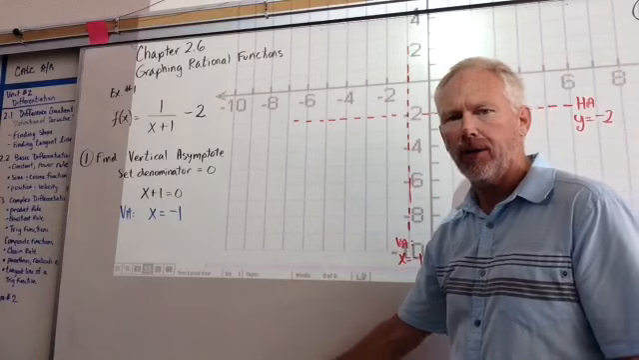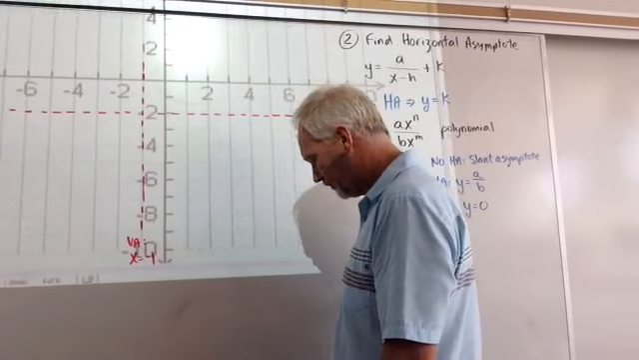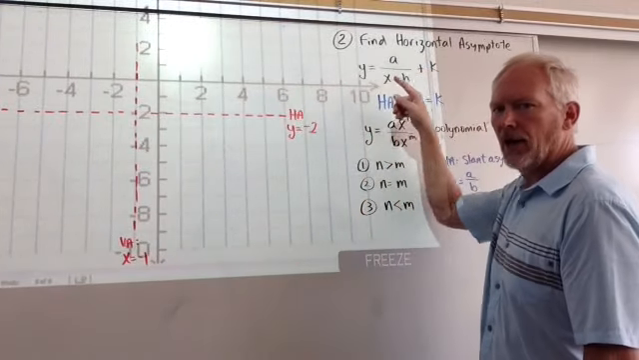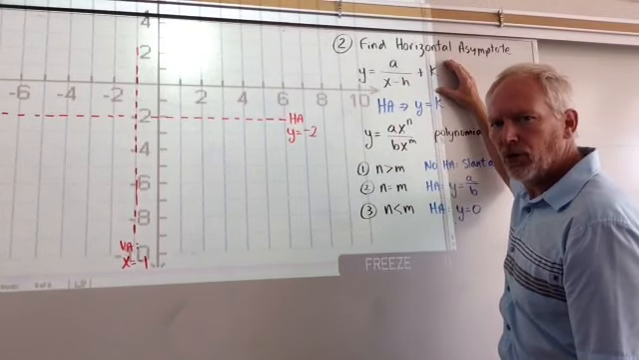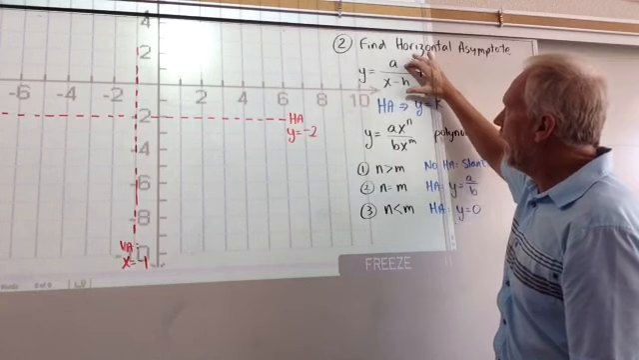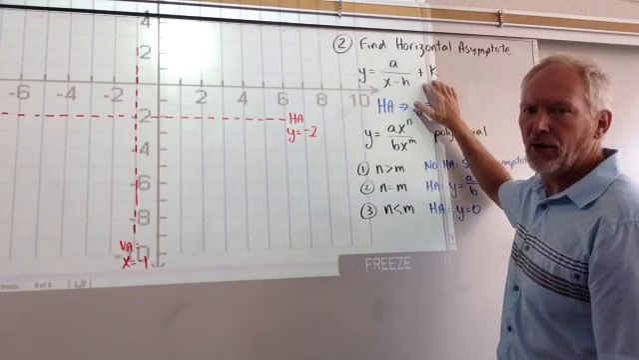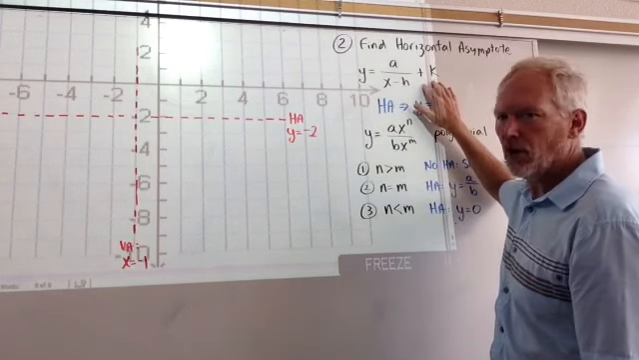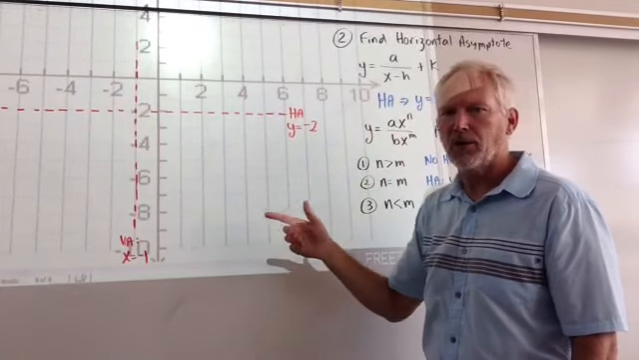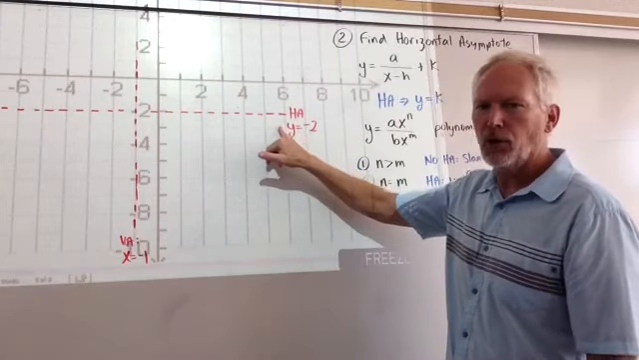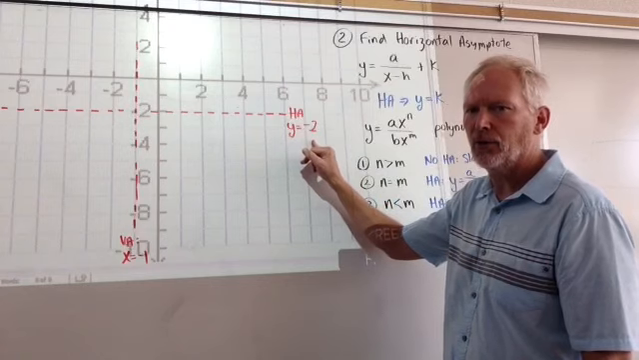And now we're ready to find the horizontal asymptote. Now there's a couple different ways. If it is in the vertex form, a over x minus h plus k, then the k value is what we're looking for as the horizontal asymptote. So since we had the function 1 over x plus 1 minus 2, we can conclude that in this case we have a horizontal asymptote at y equals negative 2.